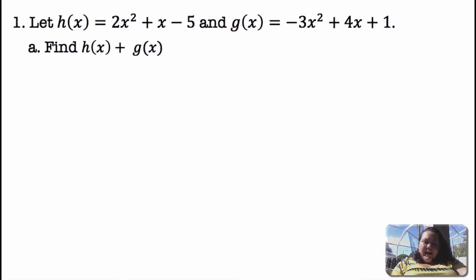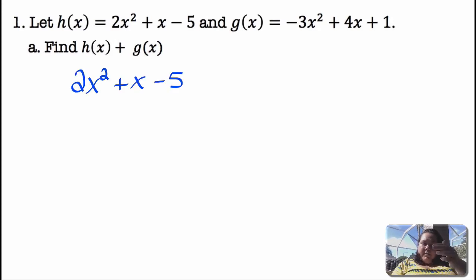Alright, so let h of x equal 2x squared plus x minus 5, and g of x equal negative 3x squared plus 4x plus 1. Find h of x plus g of x. So I'm going to take h of x, which is 2x squared plus x minus 5, and I'm going to add everything that's in g of x.